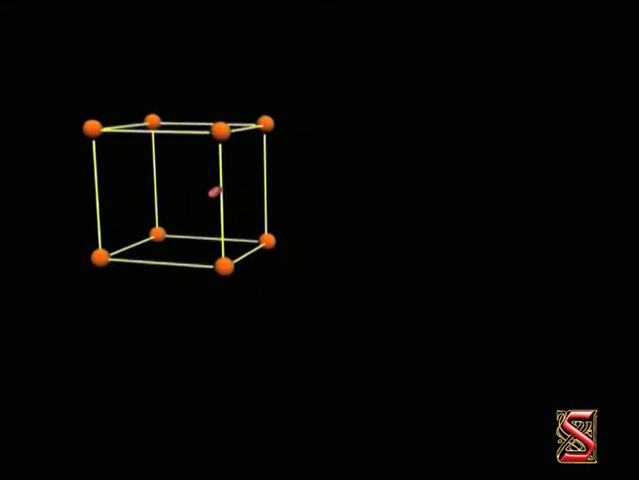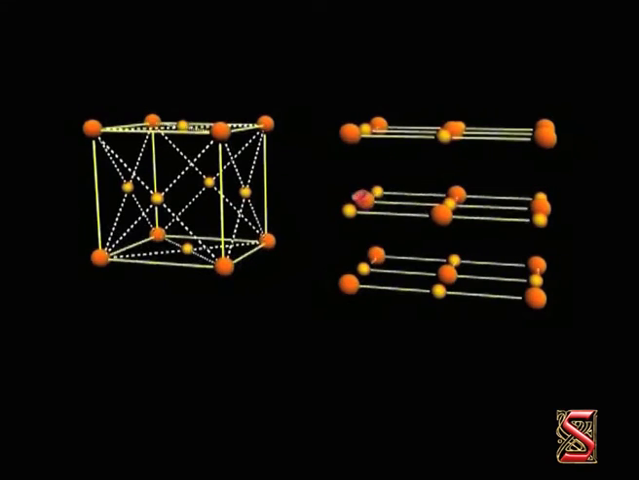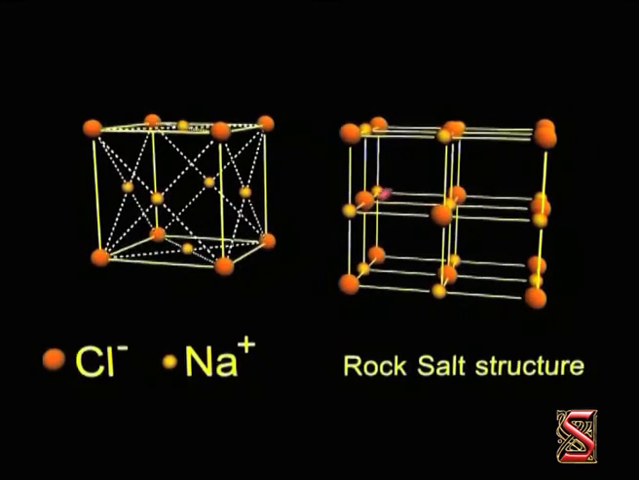Structure of simple cubic crystalline compounds. It is a face centered cubic crystal compound. We can find one type of ions on the corners and the other type of ions at the faces, and this is also called the rock salt structure.